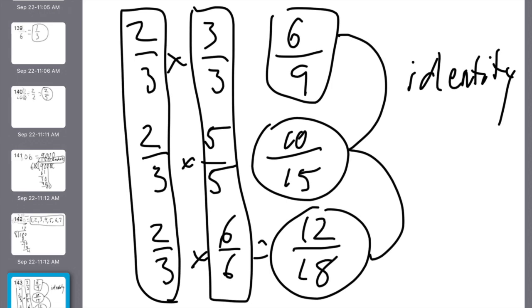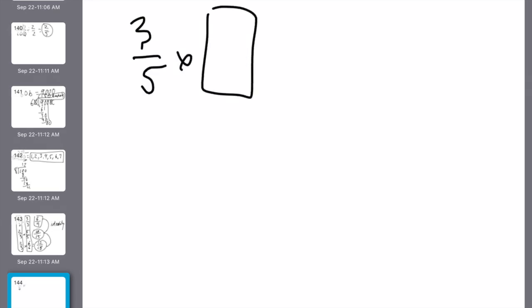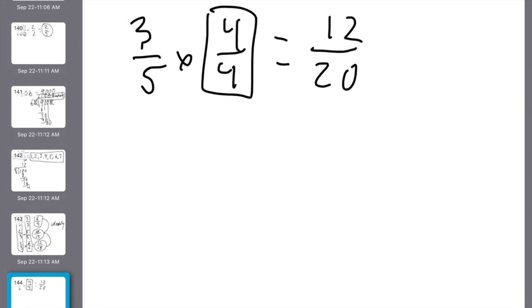Number 10, for each fraction, find an equivalent fraction with a denominator of 20. So that looks like this. 3/5 times, I don't know, equals something with a 20. How did I get from 5 to 20? It's a 4. Did it on the bottom, do it on the top. 3 times 4 is 12.